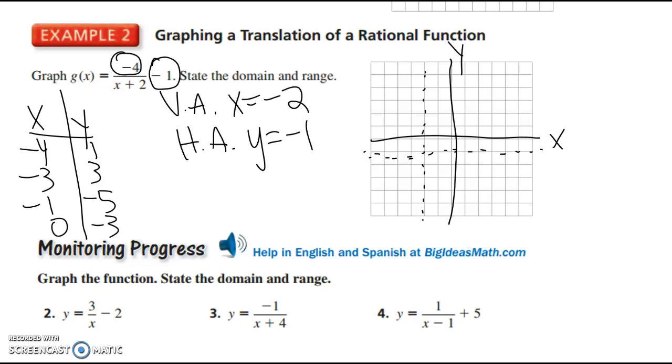So here's my table with a few points, and I'll plot negative 4, 1. So then when you graph your curves, they're going to look like this and approach the vertical and horizontal asymptotes that we've graphed. We'll practice this again in class tomorrow.